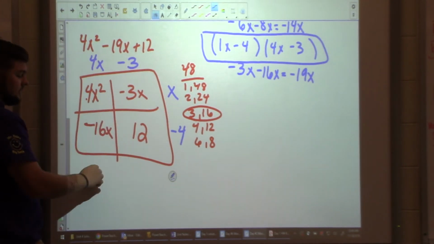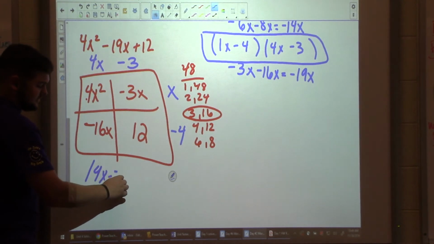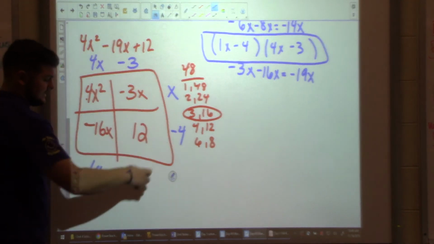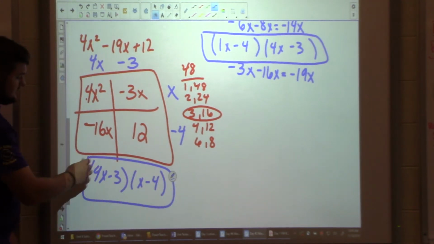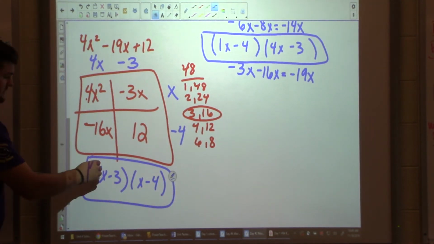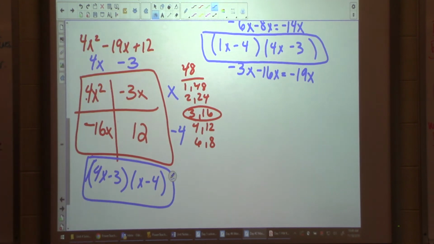So now all I do is rewrite them. 4x minus 3 is the top part. x minus 4 is the side. And that would be my answer. You should get the same answer doing guess and check as you do box, but it doesn't matter. Whichever one you prefer, you can do. Does that make sense? Do we have any questions on that?